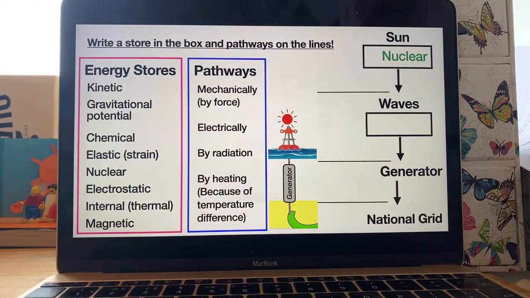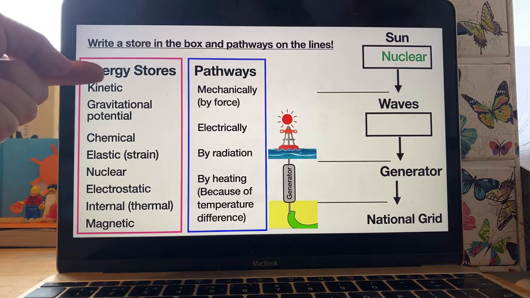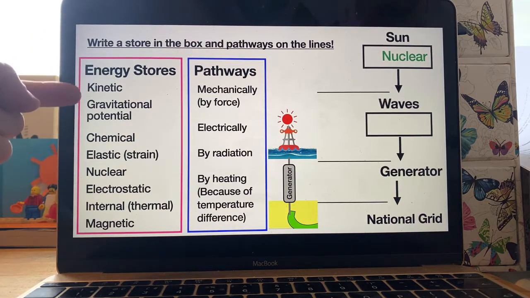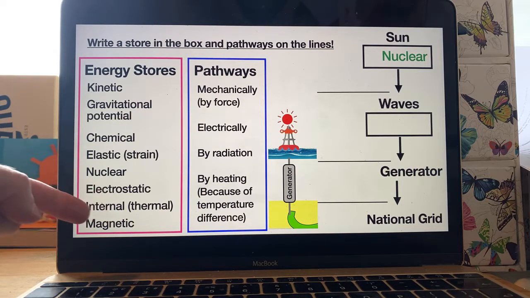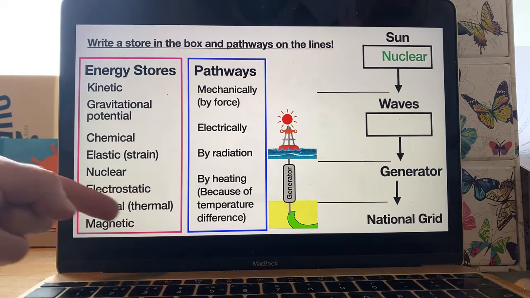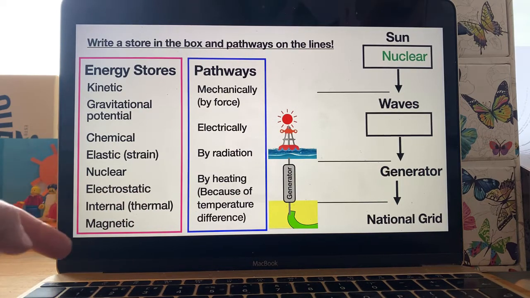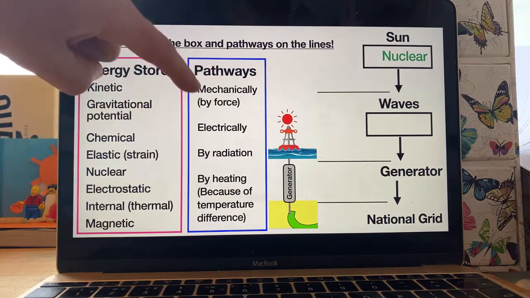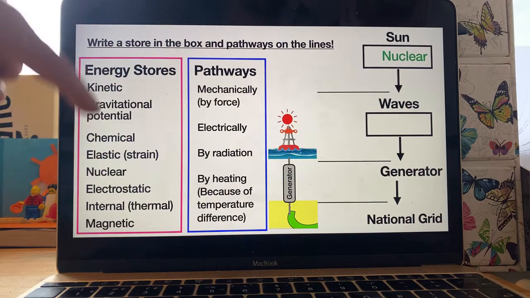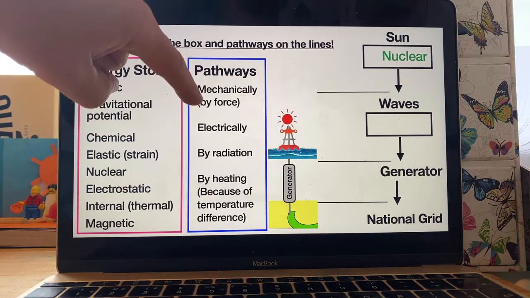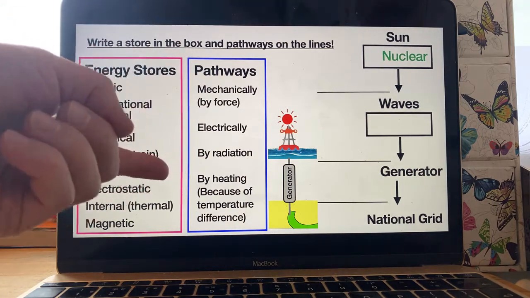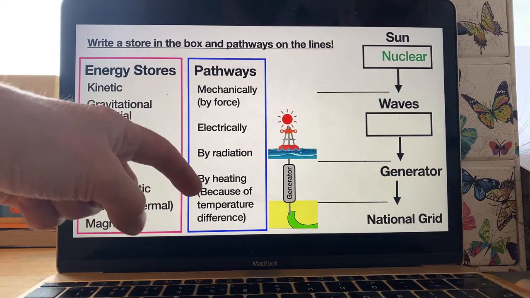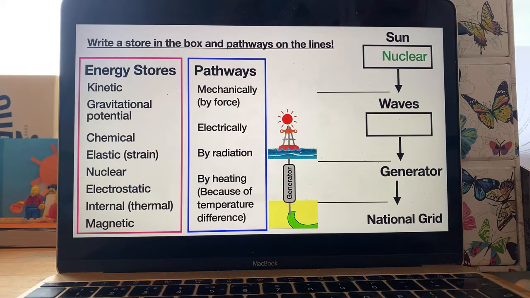This is quite challenging. Just as we finish waves, I've reminded you of all the different ways that energy can be stored here. Kinetic, gravitational potential, chemical, elastic, nuclear, electrostatic, internal thermal, don't say heat, but you know what I mean, internal thermal, and magnetic. And the pathways, how energy shifts from one store to another. It could be mechanically, just any kind of force, like a push or pull, or it could be electrically, or it could be by radiation, like waves, or it could be by heating because of a temperature difference.